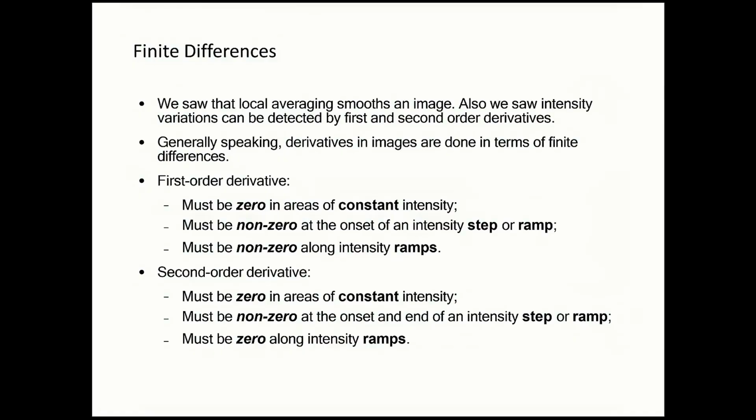If I take the second derivative, it removes this drawback of the first order, and it is zero along the ramps. However, there are some other advantages of the first order derivative: it results in thinner edges as compared to the second order. The second thing is that the second order derivative also gives some indication, in its sign, whether we go from light to dark, or from dark to light. We will see some of them here.